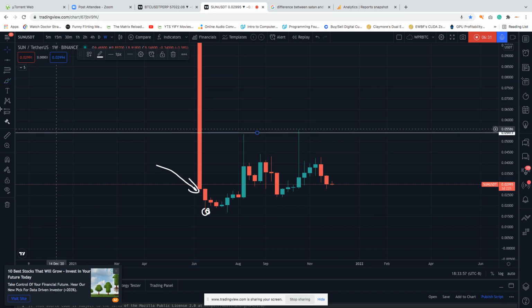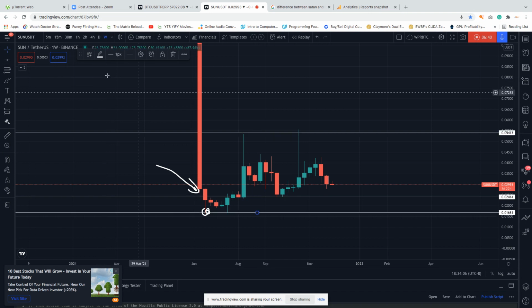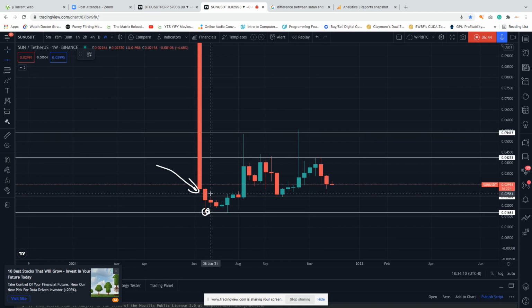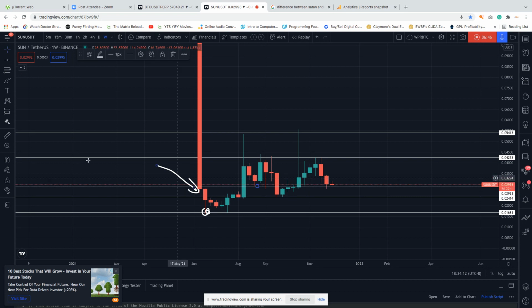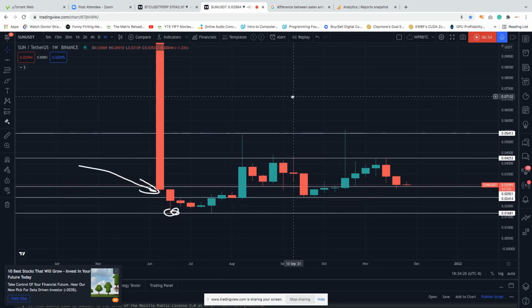So I'm going to find the levels where I see possible reactions, right? Like I said, points where price went to and changed direction. This time around, we don't have much data to work with like we did with the old Sun. So we have a very limited amount of data, which means we're going to put everything into consideration. Now, this is the weekly chart, mind you.